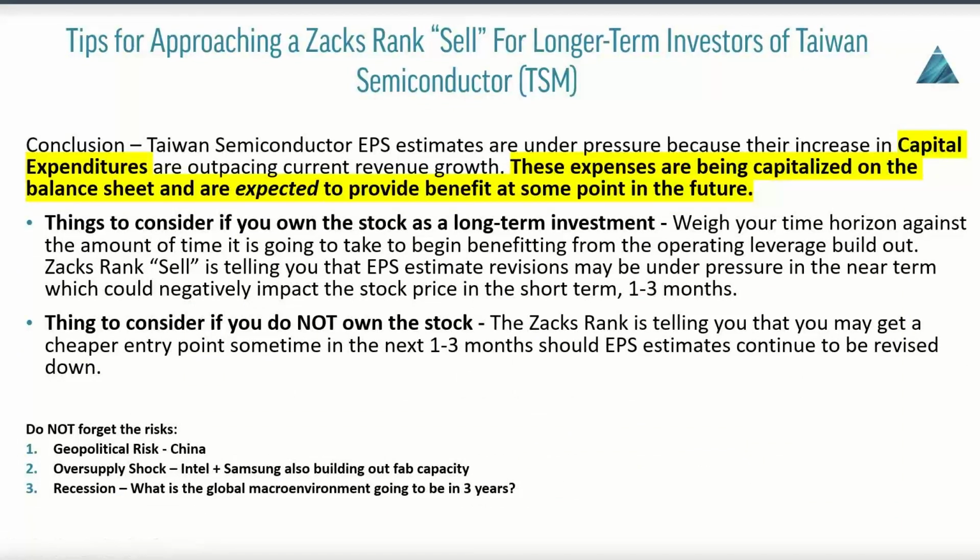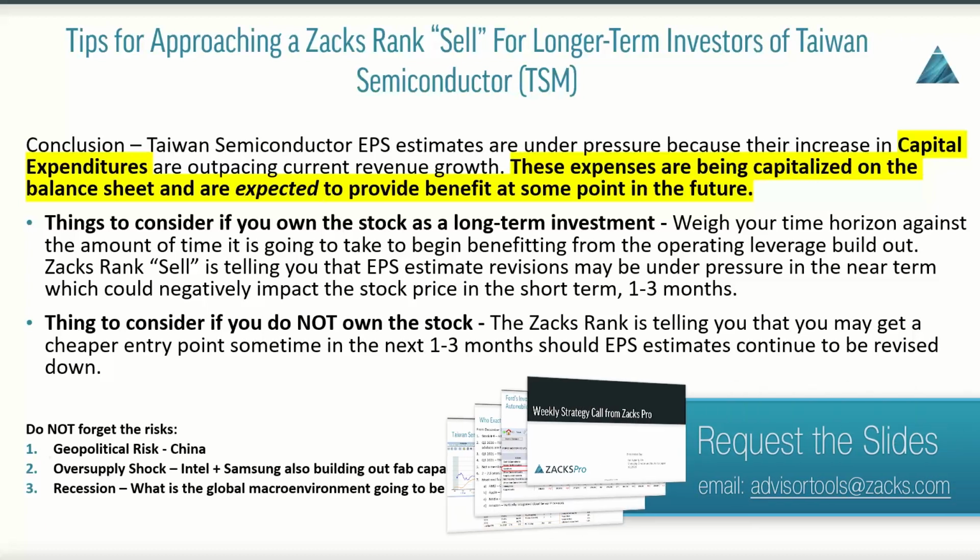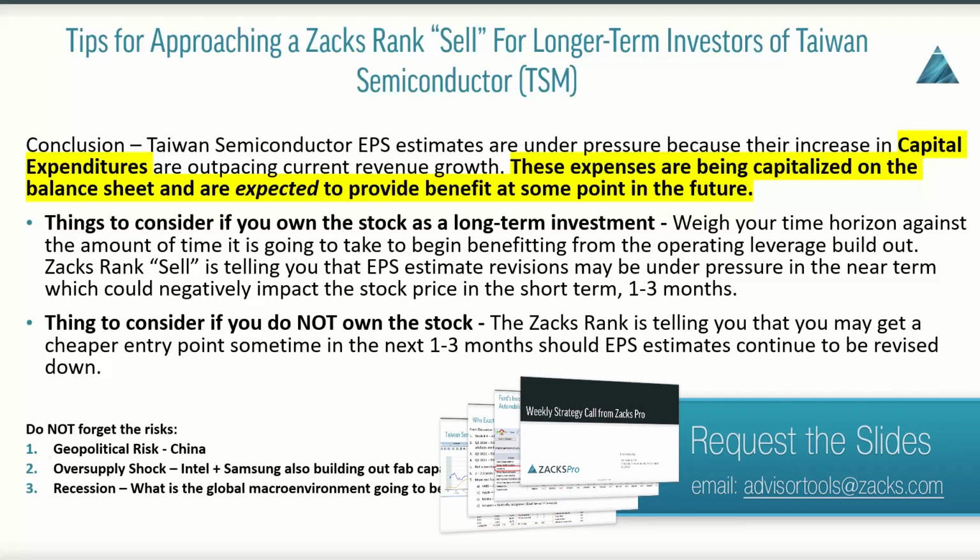Okay, so here are some tips for approaching a Zacks Rank sell for long-term investors of Taiwan Semiconductor. The idea is, you see Taiwan Semiconductor, you've got a bunch of it in your portfolio, and you're like a deer in the headlights. What do I do? Well, we just concluded that Taiwan Semiconductor's EPS estimates are in fact under pressure because they've increased their capital expenditures, and those capital expenditures are currently outpacing their revenue growth. We can see that in the estimates, right? These expenses are being capitalized on the balance sheet, and we do expect these expenses at some point to provide benefit in the future.